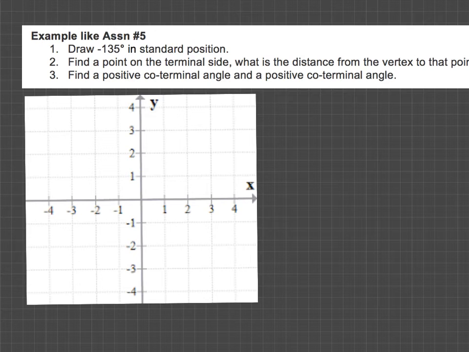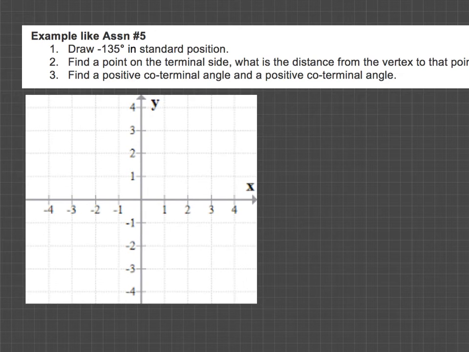So let's look at this example. It is like number 5 on the assignment. First thing we want to do is draw the angle negative 135 in standard position. So standard position, we're starting at the positive x-axis for the initial side, and because it's negative, we're going to go in a clockwise direction.